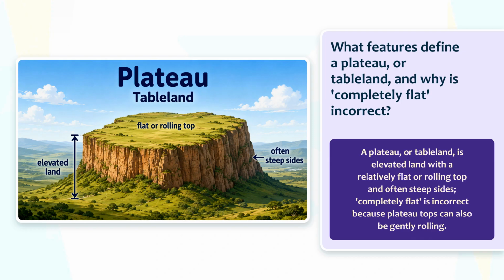What features define a plateau or tableland, and why is completely flat incorrect? The diagram gives us the full definition. A plateau or tableland is elevated land with a relatively flat or rolling top and often steep sides. Completely flat is incorrect because plateau tops can also be gently rolling. The image shows both flatter and rolling parts. Next, we will compare plateau shape with mountain and plain shape.